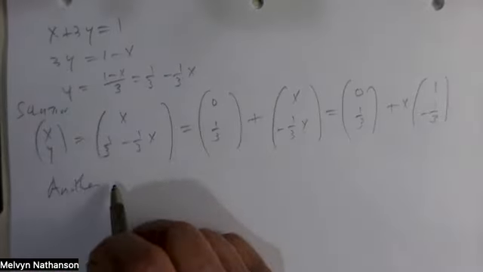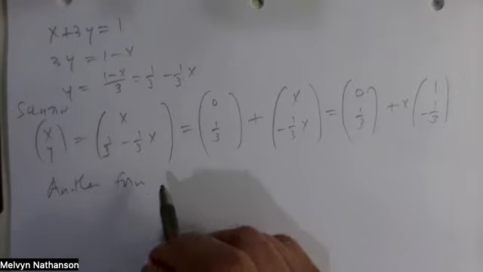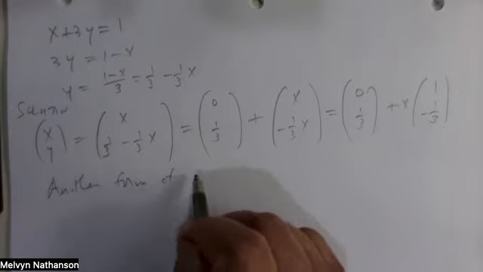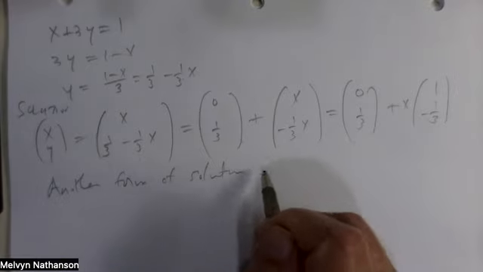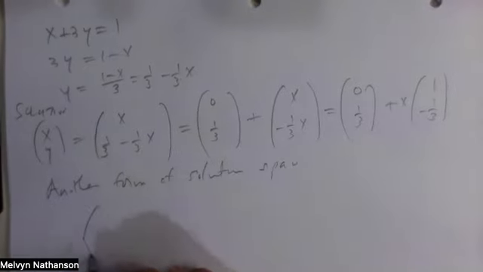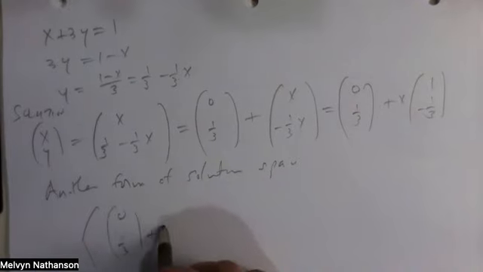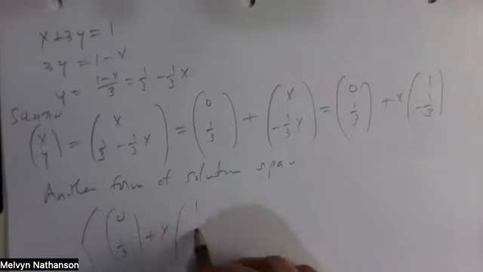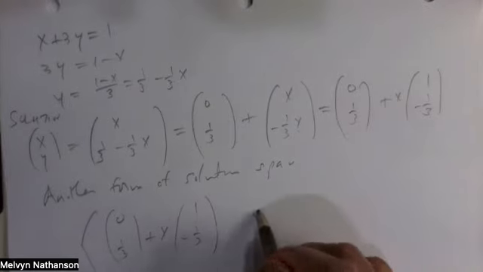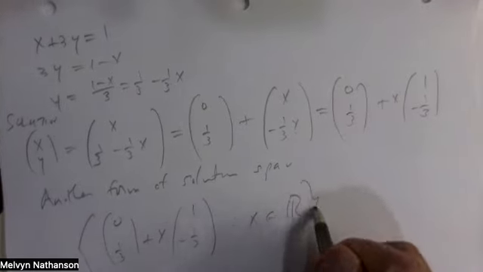So another way to write the solution space of this equation is the set of all vectors (0, 1/3) plus x times (1, minus 1/3) for any real number x.